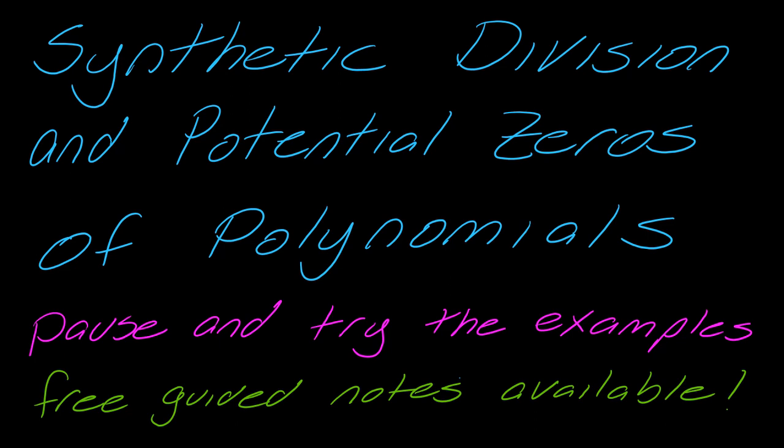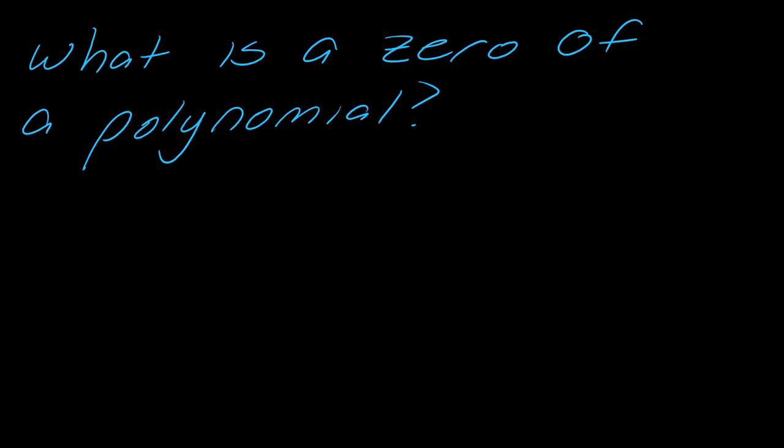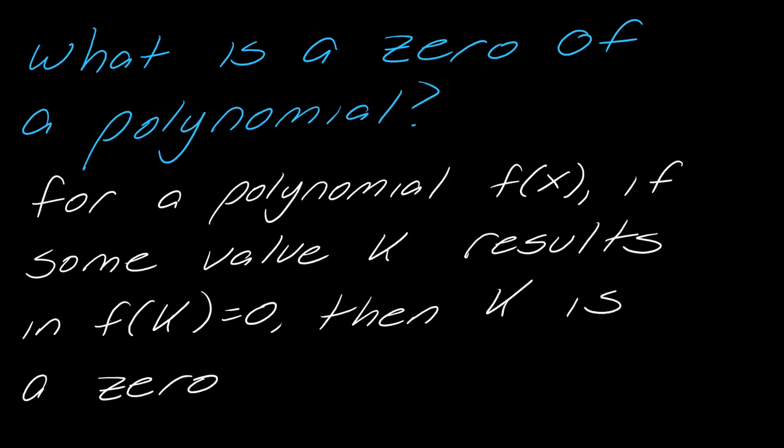In this video, we're going to talk about synthetic division and potential zeros of polynomials. So just what is a zero of a polynomial? We call something a zero if it's some value k that, when you plug it into the polynomial, you get a zero. That's what makes something a zero.